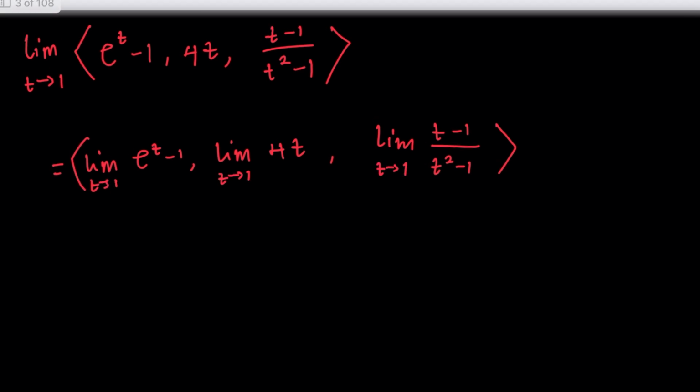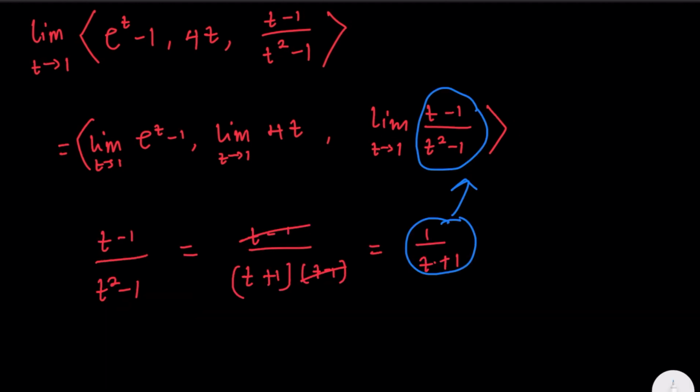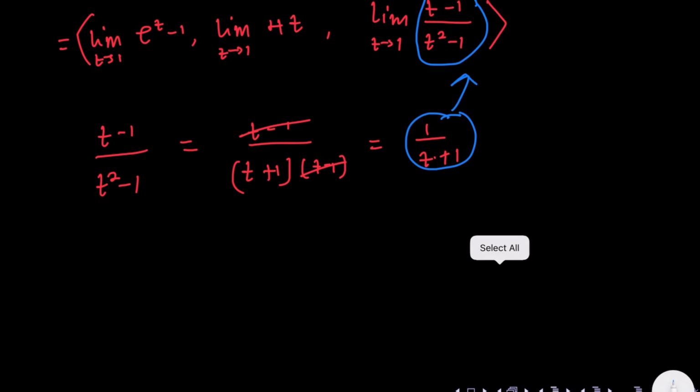Now let's consider the k component. We have it to be t minus 1 divided by t squared minus 1. Now we can simplify this using difference of two squares. So we're going to have t plus 1 times t minus 1. These two will cancel out, so we are going to have 1 on t plus 1. So we are going to write 1 on t plus 1 in place of what we have for the k component.